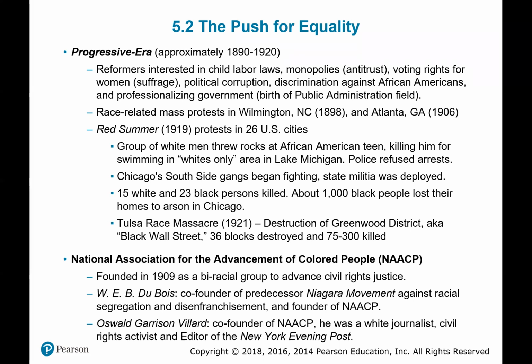During this time, you did have race-related protests in North Carolina and Atlanta that were very large. You also started to see different types of protests in northern cities as during World War I, many African Americans moved north. Some had started to move north after the Civil War, but especially during World War I, because a lot of the white workers in the factories were going to war, and so they needed to produce many different things for the war machine, as well as just regular everyday products, and they needed workers, so they came up during that time.